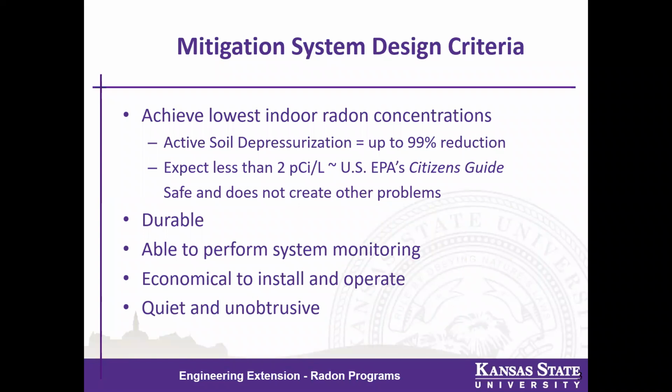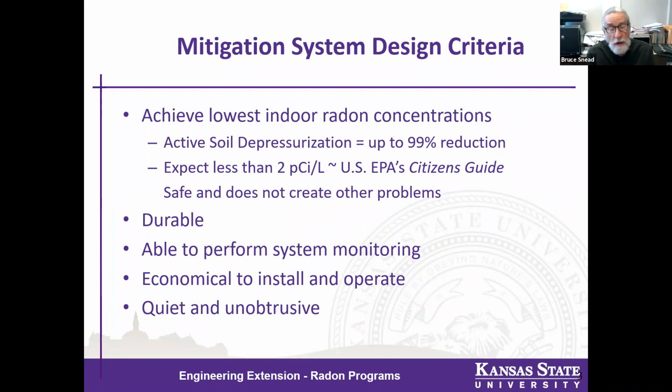You can see here that we achieve reductions regardless of the radon concentration, whether it's barely above 4, or 40, or 400. These systems work and can get the radon down below 2 picocuries per liter. We want them to be safe systems, durable, long-lasting. We need system monitoring so that occupants can determine whether or not the system is operational. We obviously want them to be economical to install and operate and energy efficient, and that's a key issue in radon mitigation. And ideally, they are quiet and unobtrusive in terms of the home.